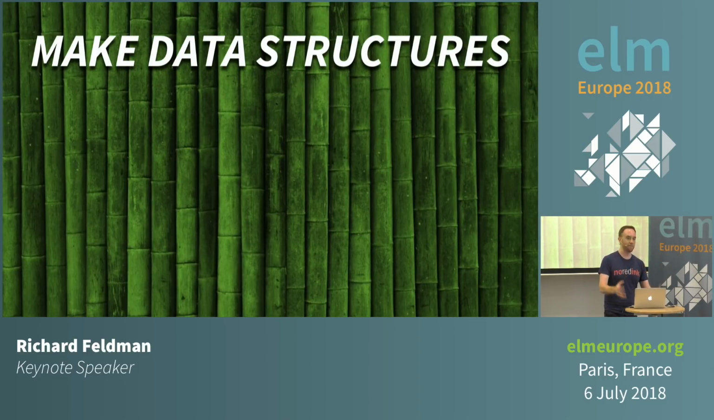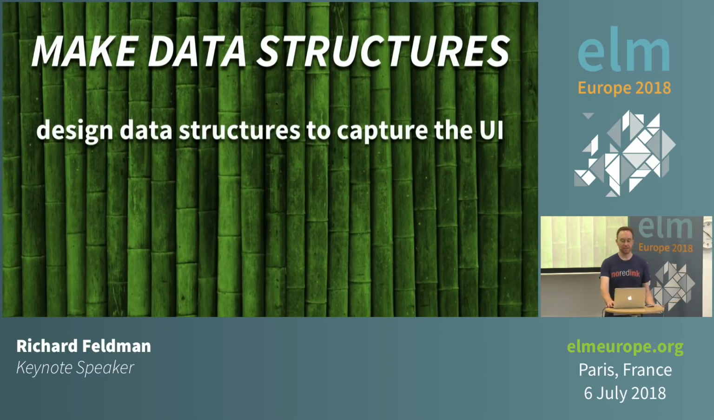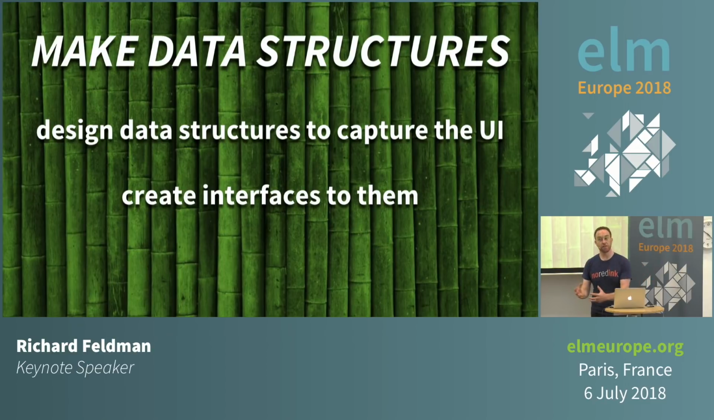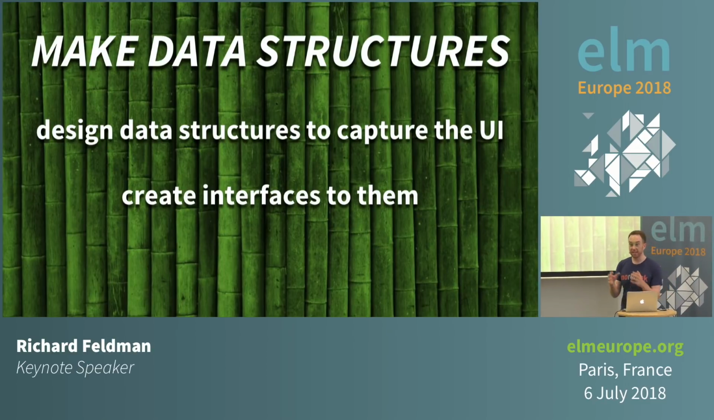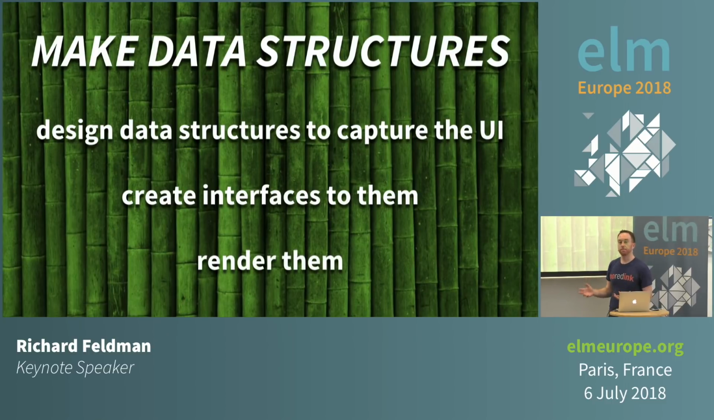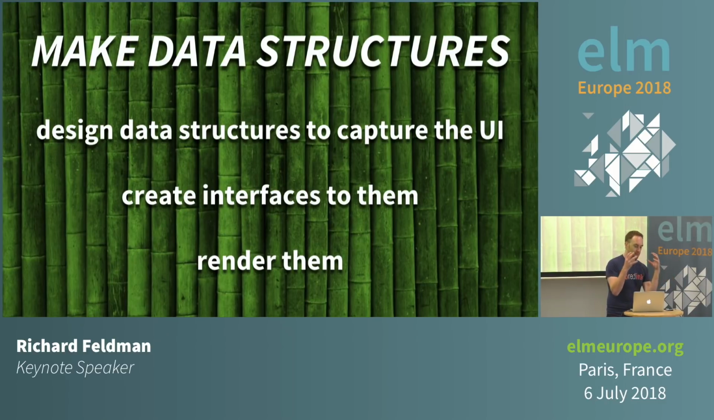Focus on that first. Start by thinking about what data structures I am going to use to represent my application. So design data structures to capture the UI, create interfaces to them. Notice that as I was going through this, I spent a lot of time thinking about what my modules were exposing. What union type values should they have? What should be internal? What should be external? And then finally, rendering them. And we didn't even get to that part because once you've got your model nailed down like this, rendering becomes much, much easier. You don't have to think about this stuff on the fly. You've already thought about the design of the system as a whole.